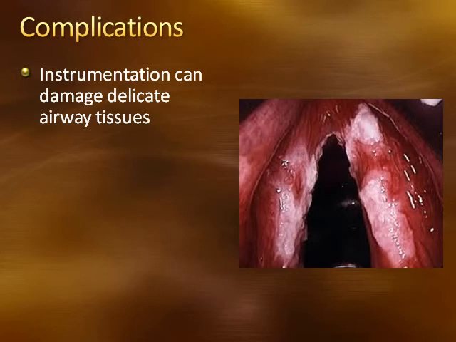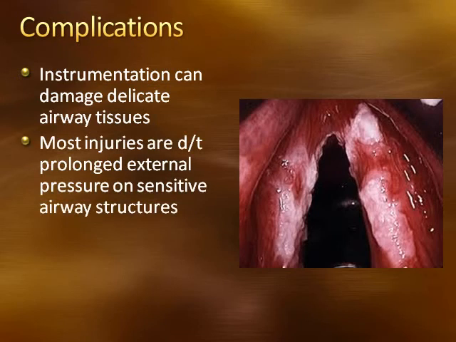Laryngoscopy and intubation can lead to a range of complications from a sore throat to tracheal stenosis. Less serious complications occur more frequently. Dental damage is the most common cause of malpractice claims, with an incidence of 1 in 4,500. Serious injuries include subluxation, fracture, and avulsion of teeth. Diseased teeth are at particularly high risk, but healthy teeth can also be injured. Most injuries are due to prolonged external pressure on sensitive airway structures.